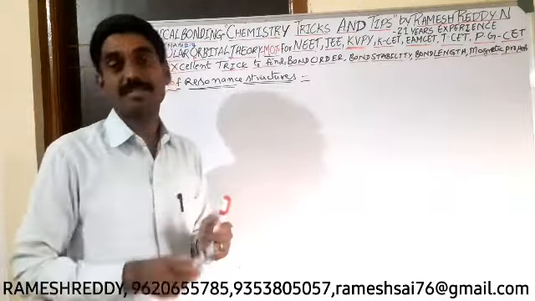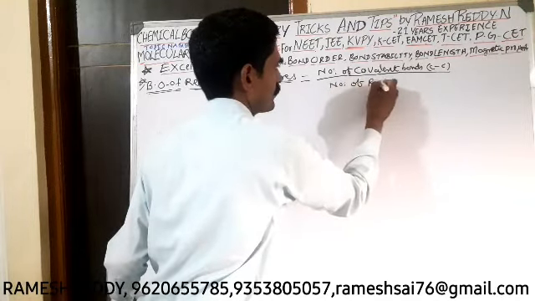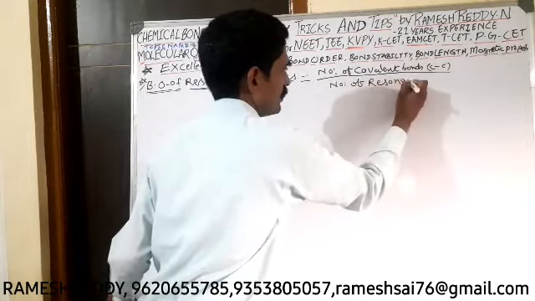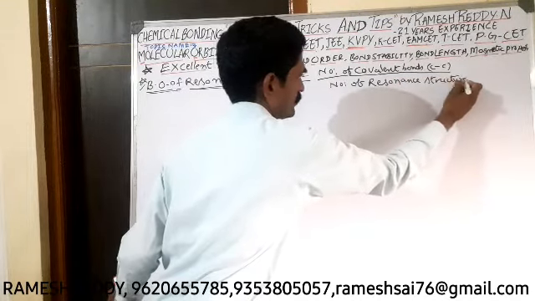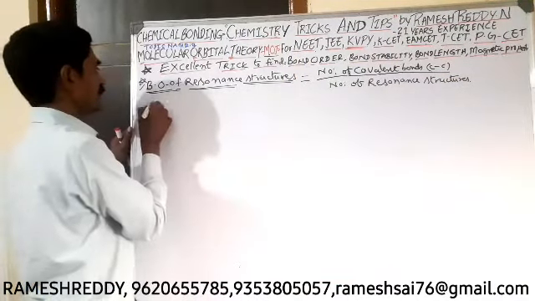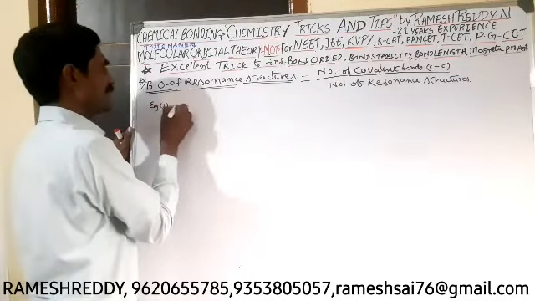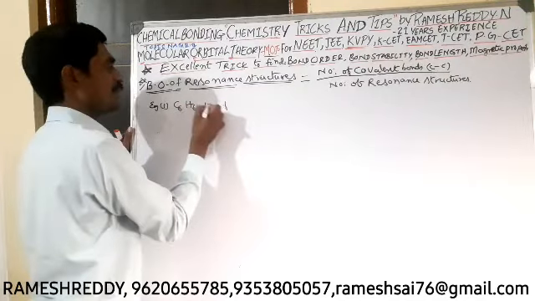covalent bonds between carbon upon the number of resonance structures. Right. For example, benzene, C6H6, molecular formula, then structural formula.